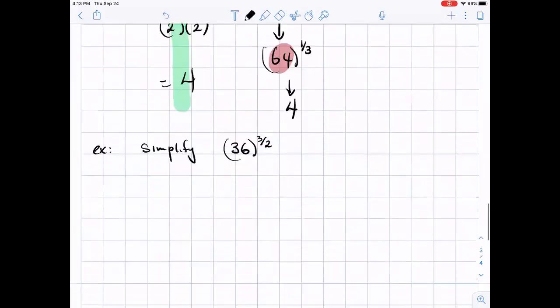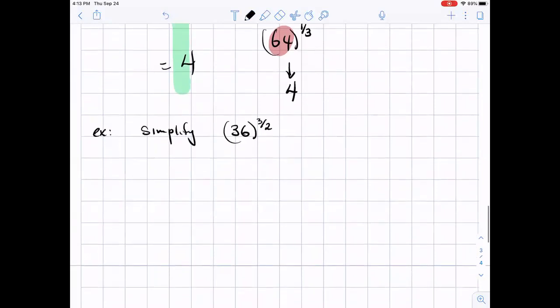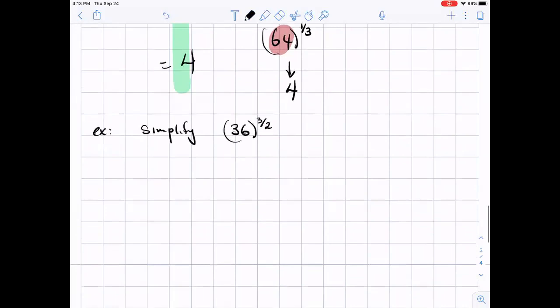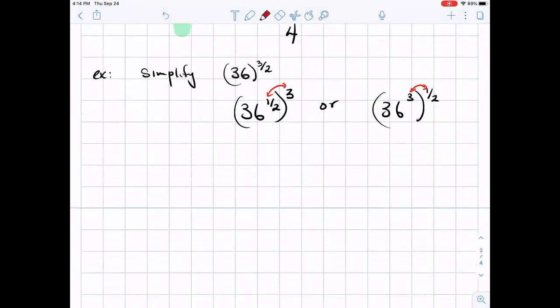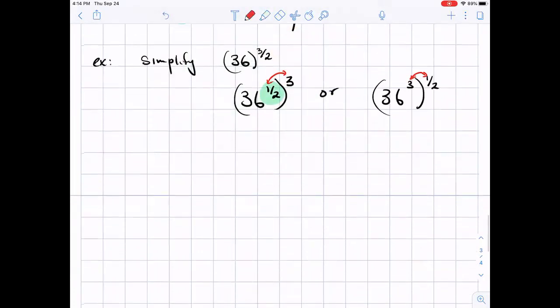So in this example, let's simplify 36 to the 3/2 power. As we know, this is the same as 36 to the 1/2, then to the 3rd, or you could write it as 36 to the 3rd power, then take the 1/2 of that. Regardless of which one you choose, when you multiply these two things, you do get back 3/2, okay? Well, we know that 1/2 power implies square root. So what's the square root of 36? The square root of 36 is just 6.